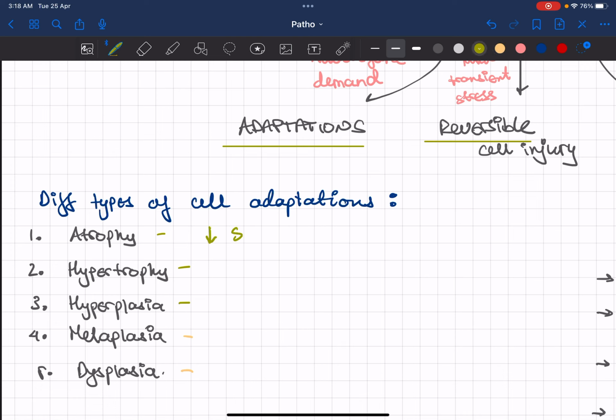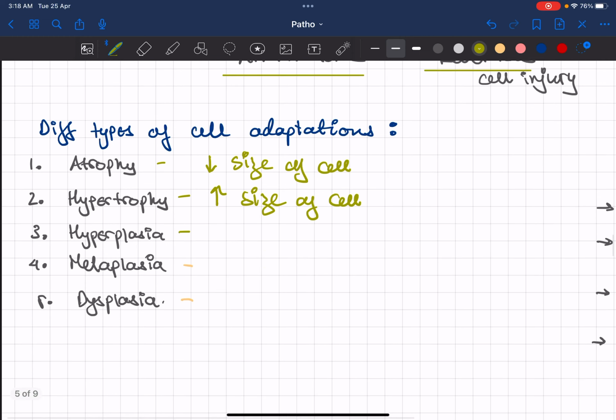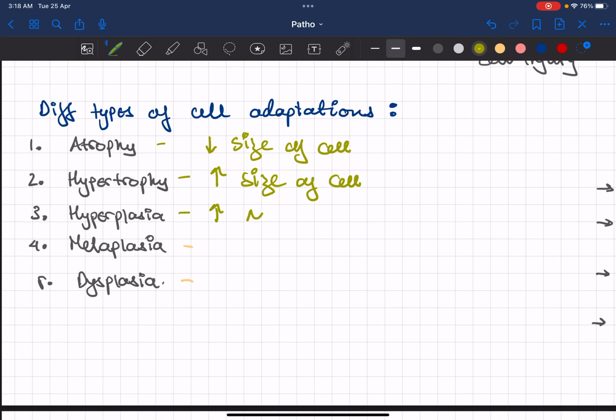Atrophy is decrease in size of cell. Hypertrophy is increased size of cell. And hyperplasia is increased number of cells. Whereas on the other hand, metaplasia and dysplasia are way different from the above three. Metaplasia is change in shape or transformation of the cell. And dysplasia is developmental problem of the cell.